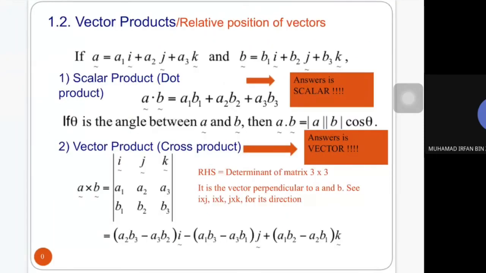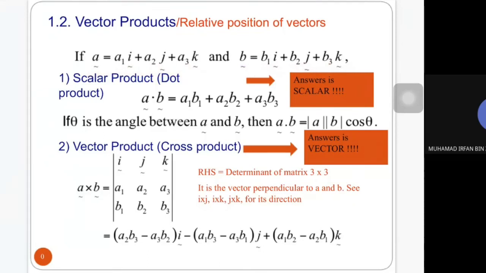In vector product, you have two types of product: the scalar product, or the dot product, and another one is the vector product, which you can call the cross product. When you do the dot product, your answer will be a scalar, and for the cross product, your final answer will be a vector. For the dot product, let's say you have vector A and vector B.